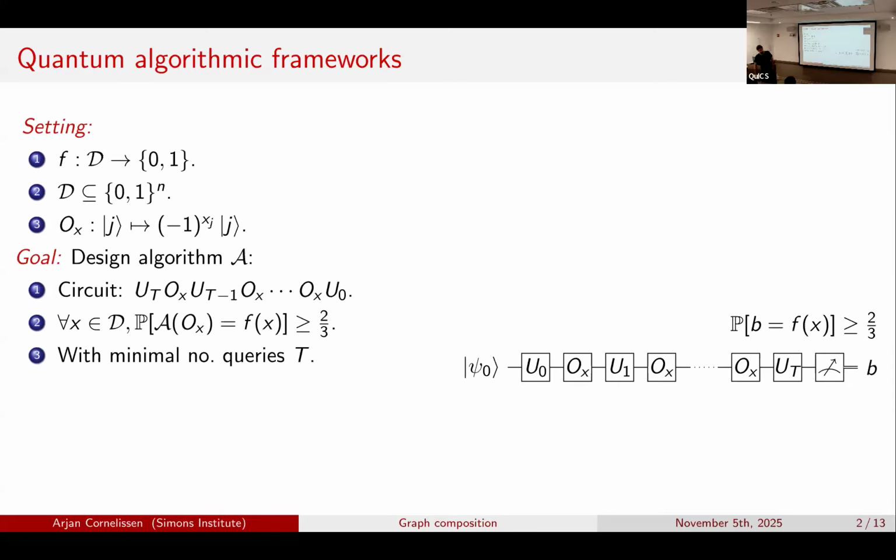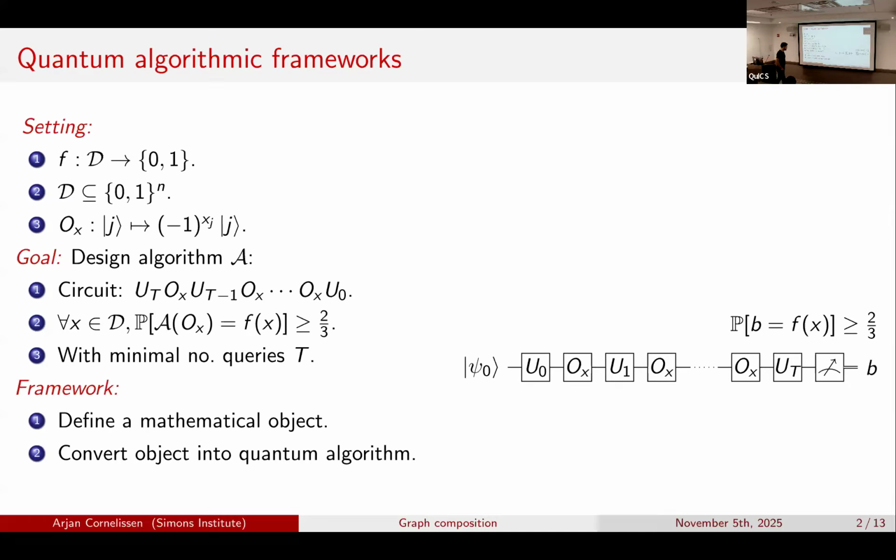Now what you want to happen is that the probability that the algorithm outputs the function value, so that the probability that b is equal to f(x), is bigger than 2/3. This is what we say when the algorithm computes function f. And what we want to do is design a quantum algorithm that does this, trying to minimize the number of queries that we make, so trying to minimize this parameter t. Right, so this is a bounded error quantum query algorithm. So we refer to this.